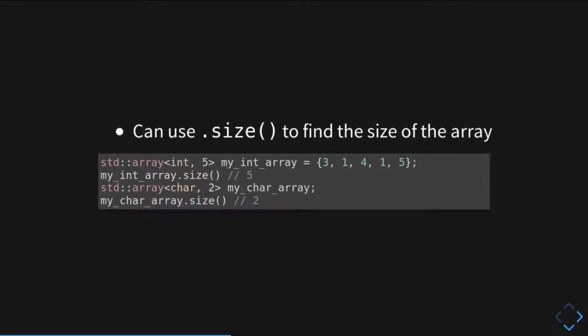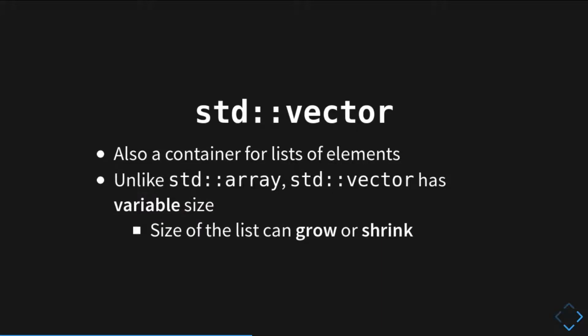Most of the time though, we do want to be able to tell if our index is too large. To do this, we can obtain the number of elements in a std::array using the .size method. In the first example, we have a myIntArray with 5 elements, 3, 1, 4, 1, and 5. If we call the .size method on it, we get back 5. Similarly, at the bottom, with a std::array of size 2, when we call the size method on it, it returns 2.